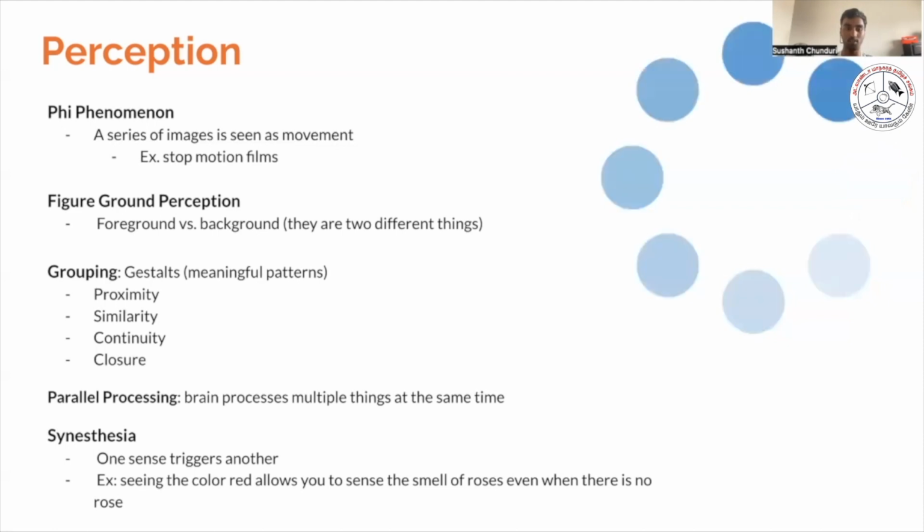Synesthesia is when one sense triggers another, and this is something that happens to some people where they have an emotional response to a certain color or a certain sense. So let's say, for example, the color red allows you to sense roses even though there's no rose. So that's essentially all that we have for perception.